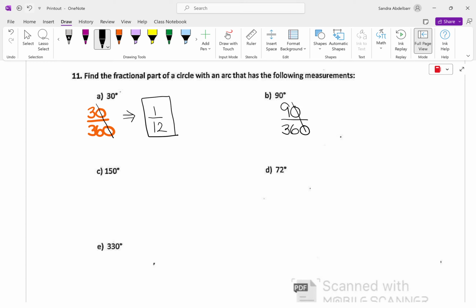All right, what about 90 degrees? Well, that's 90 degrees out of 360. So we cancel out those zeros. I have 9 over 36 reduces down to 1/4. All right, you all do letter C.